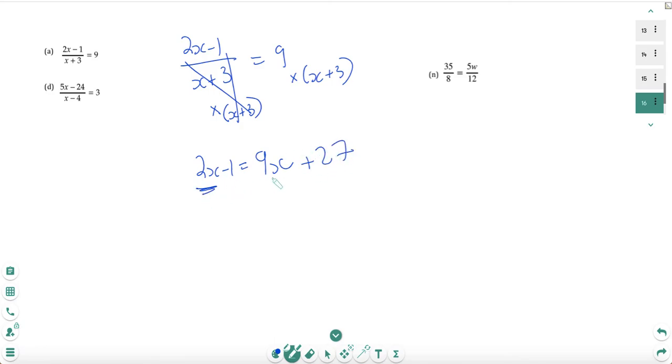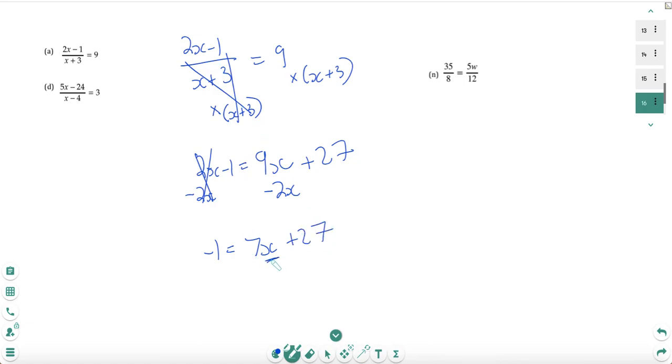Oh, unknowns on both sides. Which one should we get rid of? Of course, we get rid of the smaller one. So how do you get rid of 2x? We're going to minus 2x. To balance it, you have to minus 2x here. 2x minus 2x is nothing. Boom. We're left with negative 1 equals 9x minus 2x is 7x plus 27.